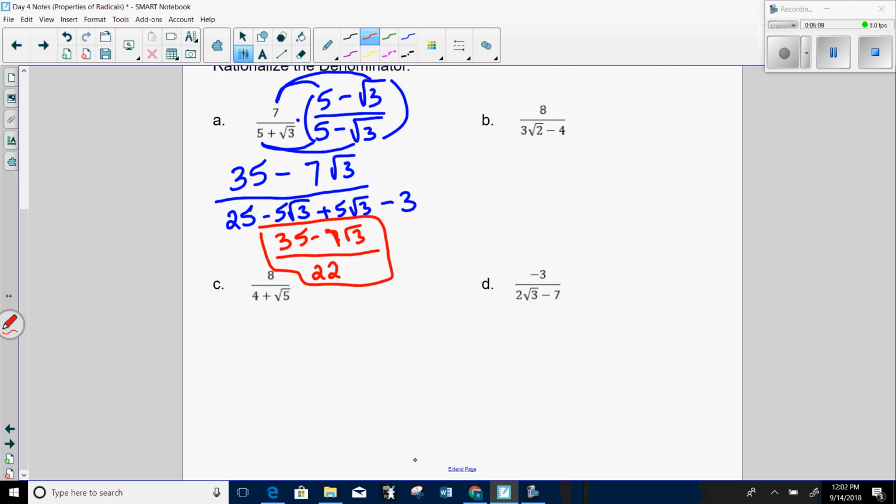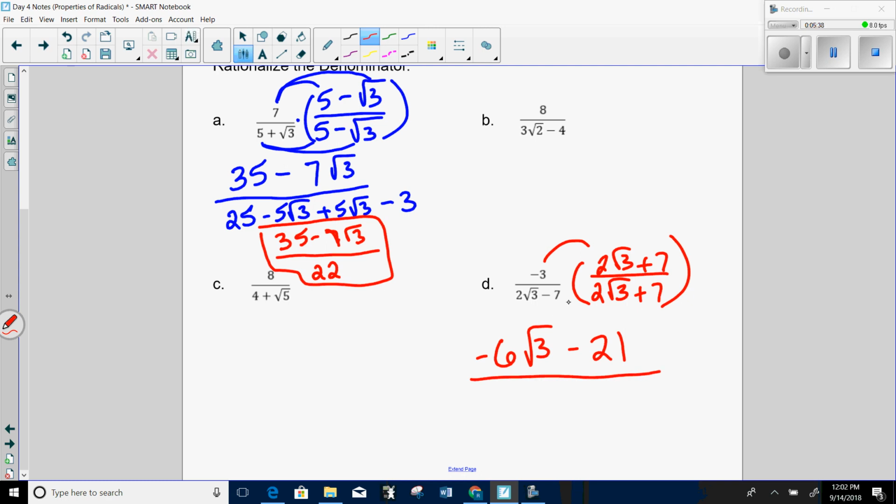So what do I do here? Okay. Well, here I have 2 square root of 3 minus 7. So I'm going to multiply by 2 square root of 3 plus 7, on the top and the bottom. Again, distribute. Negative 3 gets multiplied. Negative 3 times 2 square root of 3 is negative 6 square root of 3. Negative 3 times 7 would be negative 21.